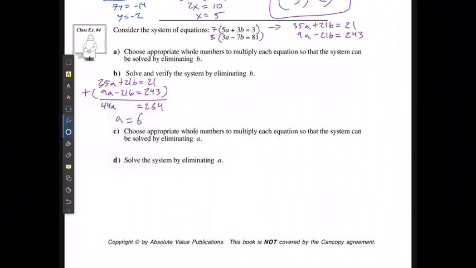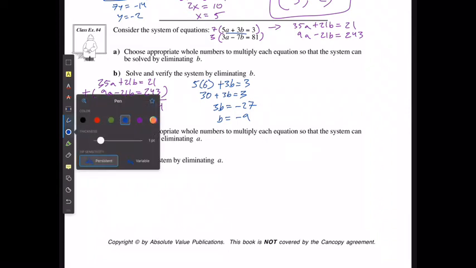Now I'm going to substitute that back into my first equation in its original form. 5 times 6 plus 3b is equal to 3. 30 plus 3b is equal to 3. And 3b is equal to negative 27, or b is equal to negative 9. So I have a solution of a is equal to 6, b is equal to negative 9.